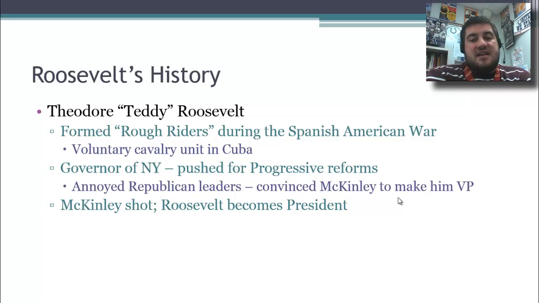Roosevelt, he's a Rough Rider, and what that is during the Spanish-American War, which we'll talk about in Chapter 9, he was in a voluntary cavalry unit in Cuba that just destroyed everyone. They rode over everything. They're very tough men. He has been the governor of New York, and he pushed for progressive reforms at the state level. And this really annoys Republican leaders, so they convinced President McKinley to make him vice president in the election of 1900. And that way they'll get him out of New York. But then their worst fear comes true, and McKinley is assassinated, and Roosevelt becomes president in 1901.